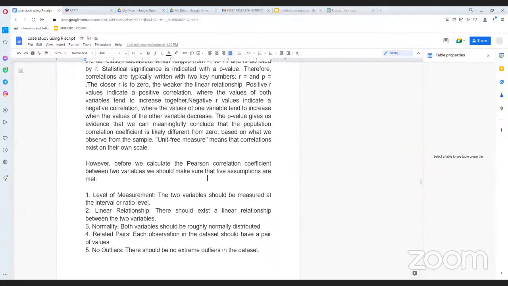However, before we calculate the Pearson correlation coefficient between two variables, we should make sure that five assumptions are met. First, level of measurement: the two variables should be measured at the interval or ratio level. Second, linear relationship: there should exist a linear relationship between two variables. Third, normality: both variables should be roughly normally distributed. Fourth, related pairs: each observation in the dataset should have a pair of values. Fifth, no outliers: there should be no extreme outliers in the dataset.